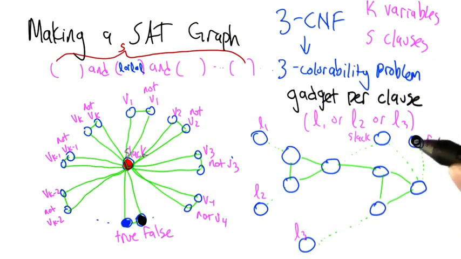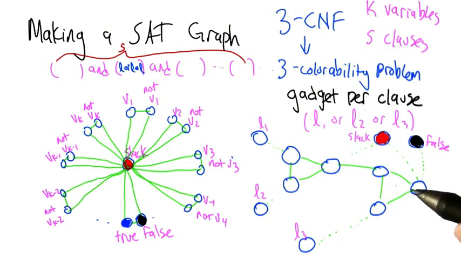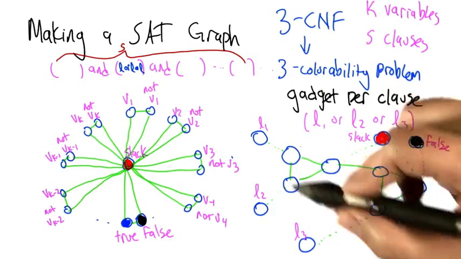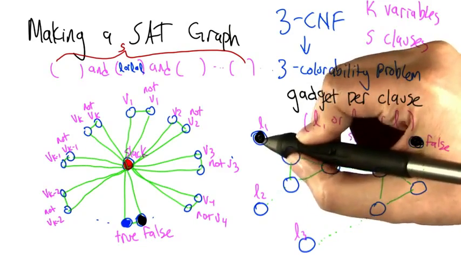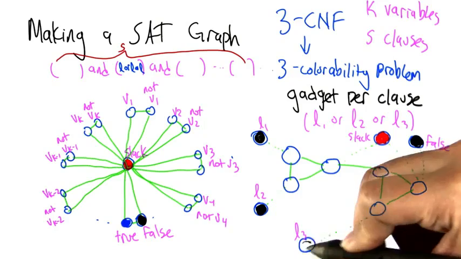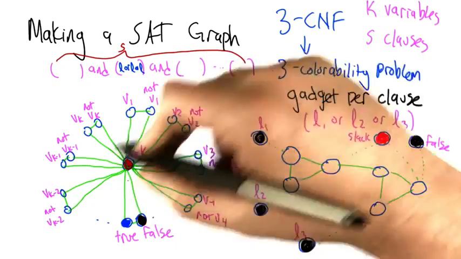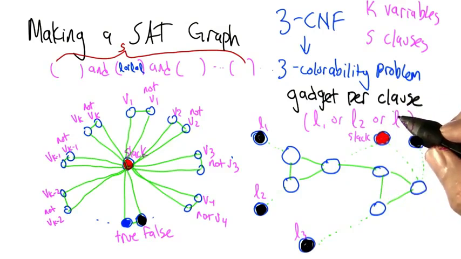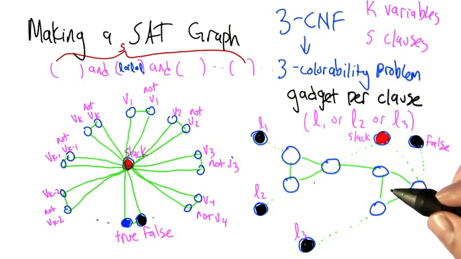And just to simplify things, I remind you that the false node is colored black, the slack node is colored red, and these literal nodes are either going to be blue or black, each one. And now what I'd like to do is show you that the different ways of coloring these either allow the rest of this structure to be colored with 3 colors or not. So let's start off with the case where all 3 of the literals are false. That's an important case because if the assignment is such that the literals are all false, then this clause is not satisfied, so the whole formula is not satisfied. So it's important to make sure that this graph is not going to be colorable.